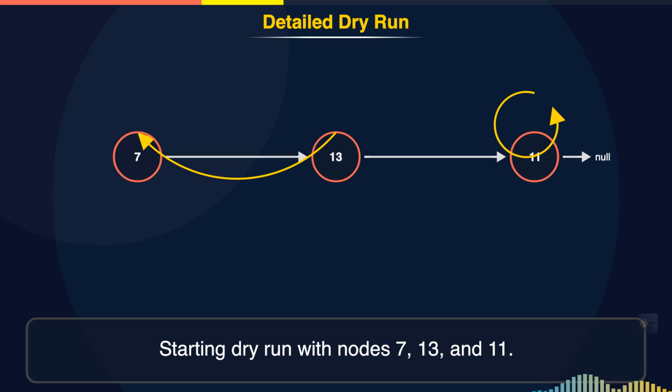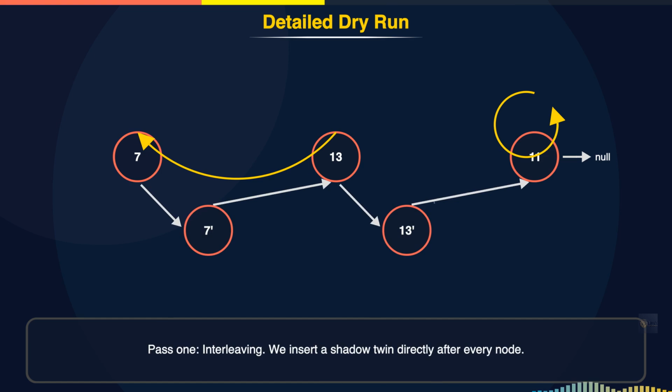Look at the screen. We have a list of three nodes, 7, 13, and 11. 7 points to null. 13 points to 7, and 11 points to itself. Pass 1, interleaving. Focus on node 7. We create its clone, 7 prime, and insert it between 7 and 13. Now we do the same for 13, inserting 13 prime. And finally, we insert 11 prime after 11. Notice how each original node is now followed by its own shadow twin.